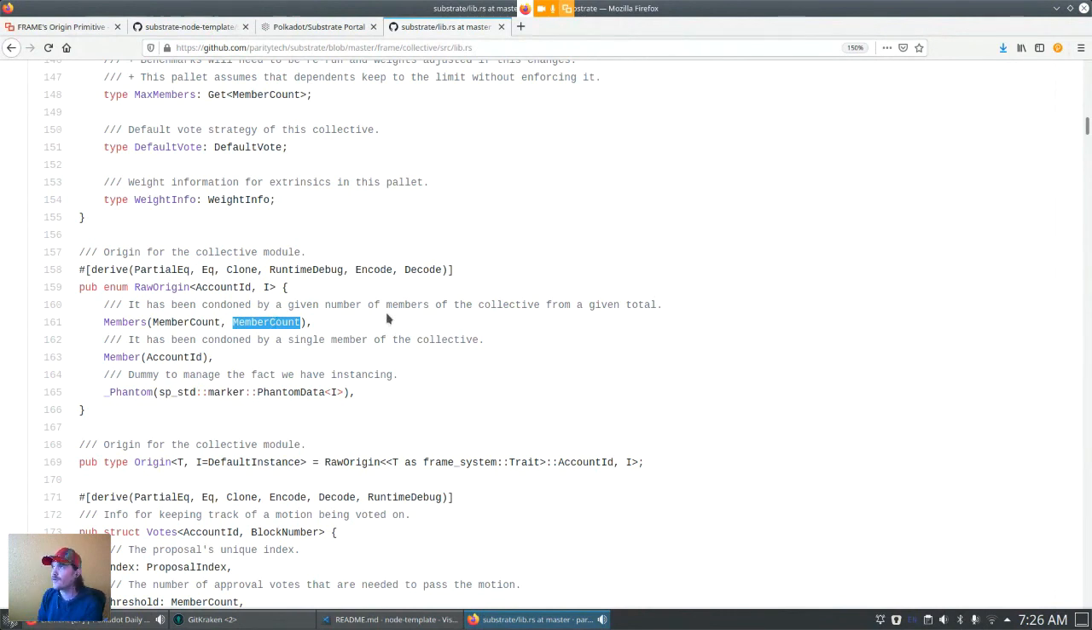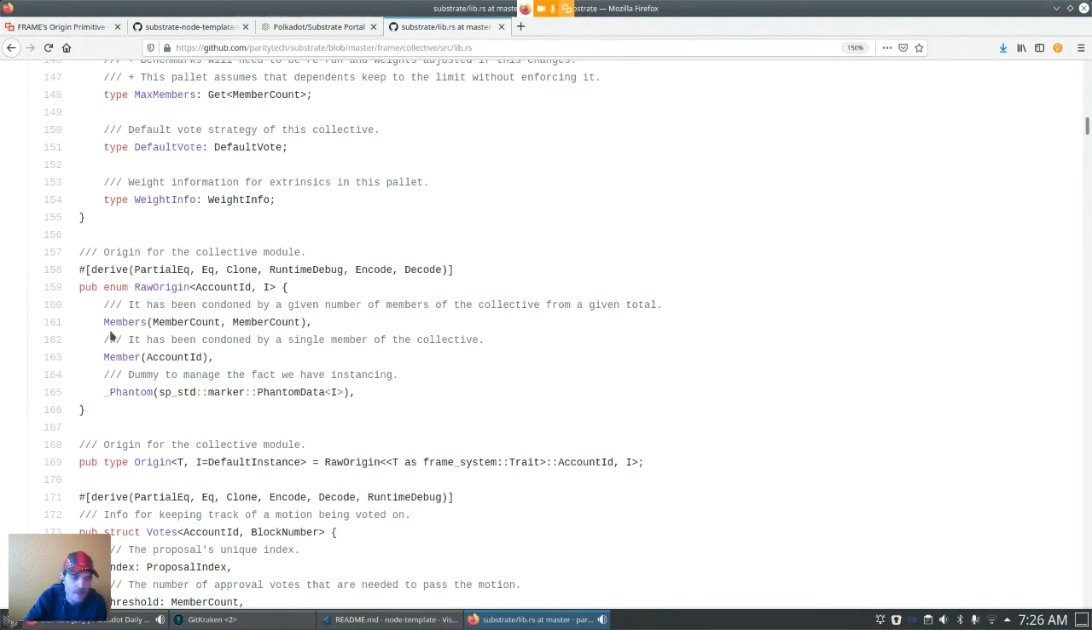So what is a proposal in frame? A proposal in frame is basically just a suggestion to perform a dispatch into the runtime. And so we define an origin that says this proposal is coming from the collective palette. This dispatch is coming from the collective palette by way of a proposal, and this proposal passed or failed, whatever, with this member count. And so then you can perform different types of logic.